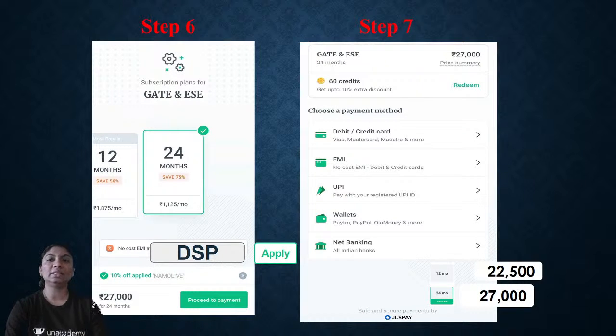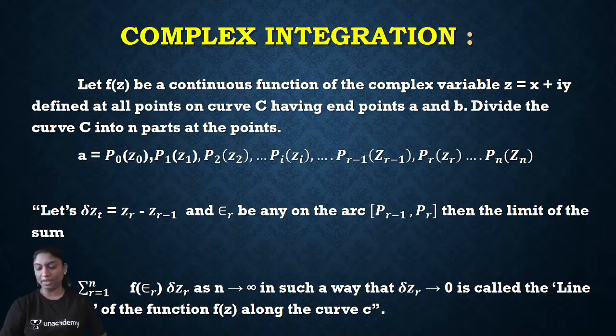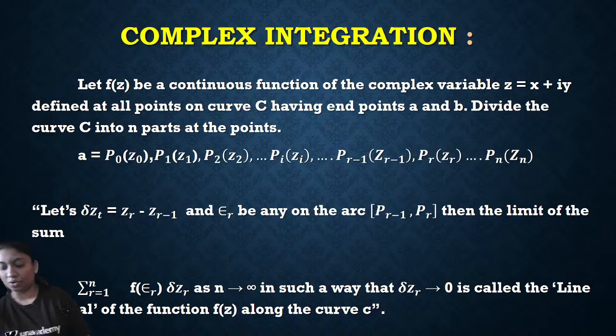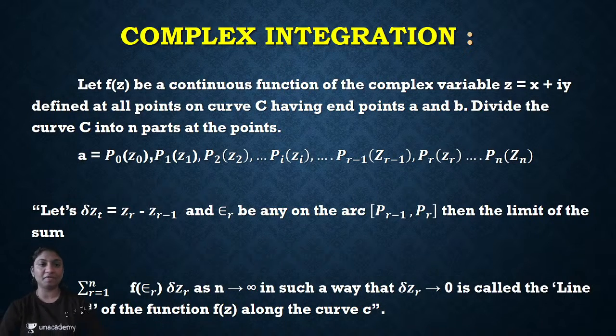Okay, so that's it. Now we will start our actual topic, that is our complex integration. Okay, so how to start that complex integration we will see. Let f of z be a continuous function of the complex variable z is equal to x plus iy defined at all points on the curve C having end points a and b. Divide the curve C into n parts at the points a is equal to p0 z0, p1 z1, p2 z2 and so on, p of r minus 1 z of r minus 1, up to pn zn.